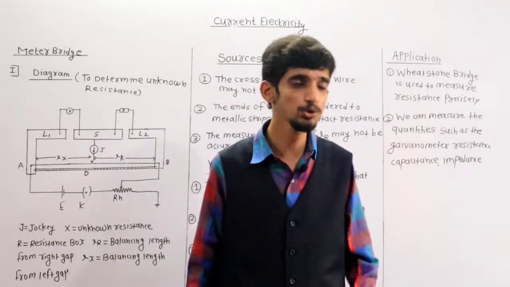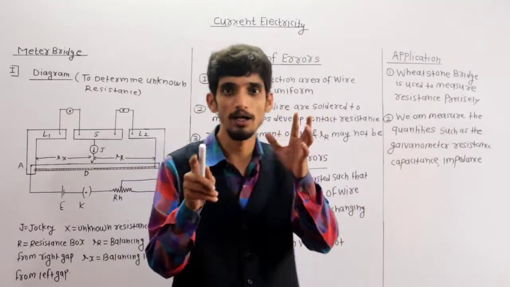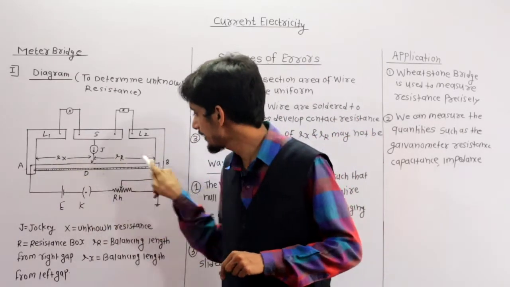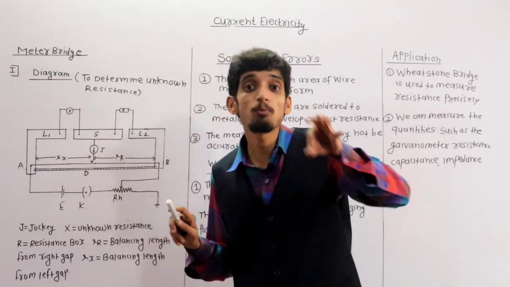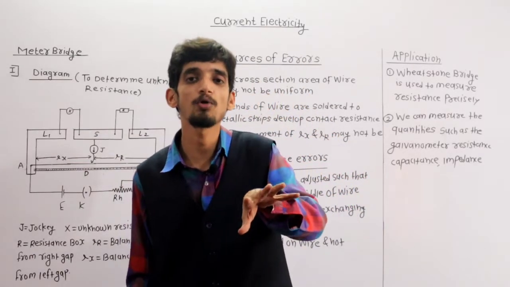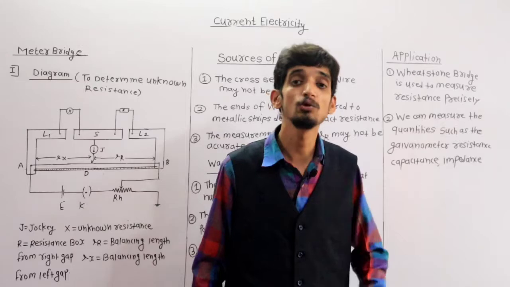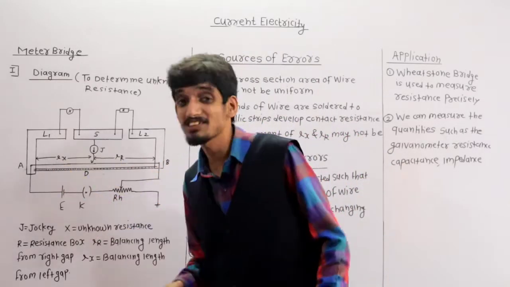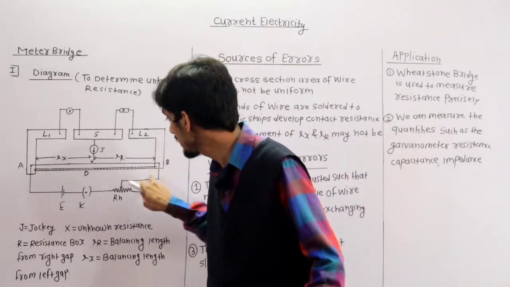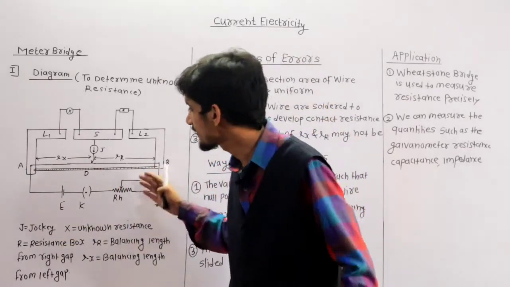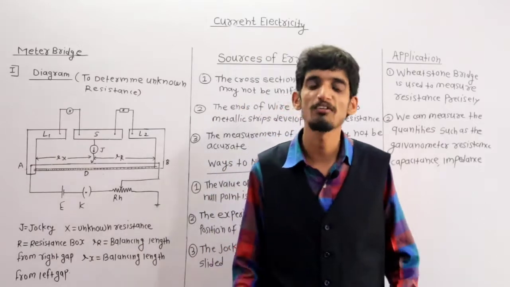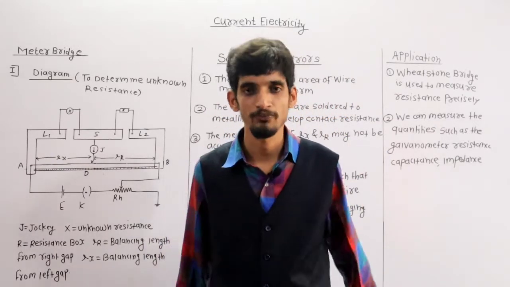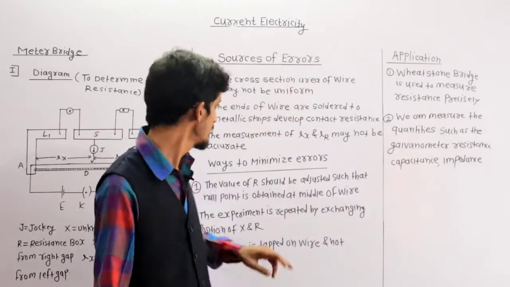Second source of error is what? Ends of the wire. The ends of the wire are soldered to point A and point B, and at that point there may be development of contact resistance. That contact resistance developed at both ends of the wire may add to the resistance of the wire, so definitely there will be a change in the balancing length. So this is the second error. Third error is what?